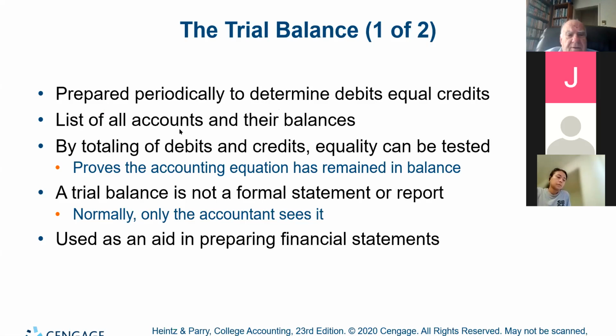We're going to run the trial balance, and it's just a list of all the accounts and their balances. And the only thing it does for us is prove that the accounting equation is in balance. Yeah, it can be in balance, but it could be 100% wrong too. And that's what the closing process is about, straightening out the trial balance.